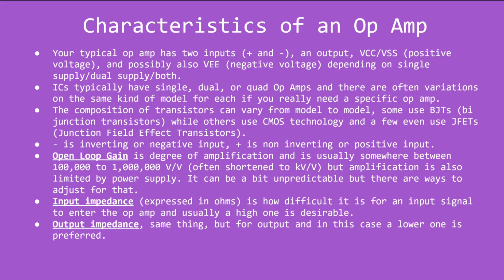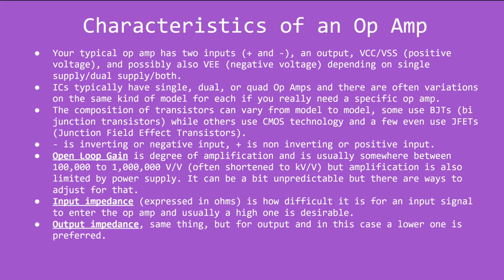Now, open loop gain is the degree of amplification. It usually ranges from 100,000 to a million volts per volt, or V/V. Keep in mind this amplification is also limited by the power supply, so you're not going to get these numbers. But in theory, that's what the gain is.